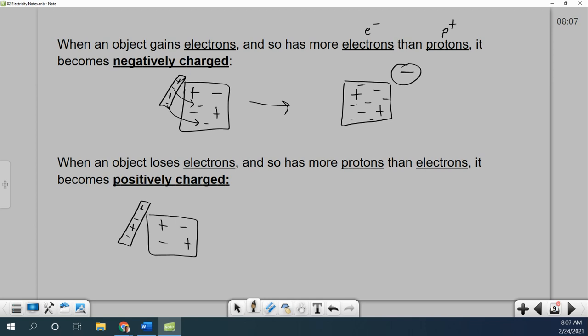But now instead, what if the object were to lose electrons? We take these electrons off. We transfer them back to the other rod there. What I'd be left with is an object that has more protons than electrons. It might still have an electron somewhere, but it's got more protons than electrons. So overall, we call that positively charged. So it all has to do with electrons. The positive charges don't move. Only the electrons do. If you put electrons on something, you make it negative. You steal electrons off of something, you make it positive.